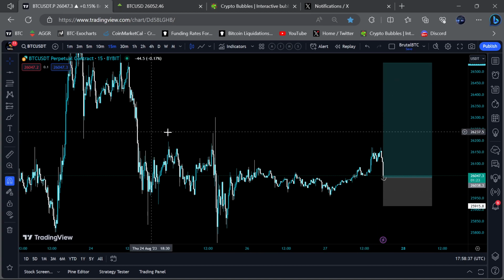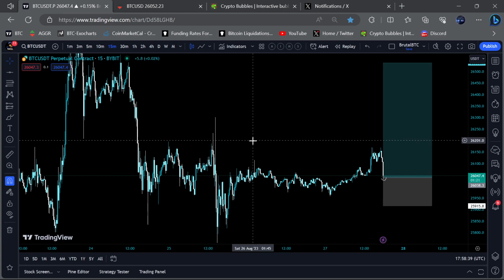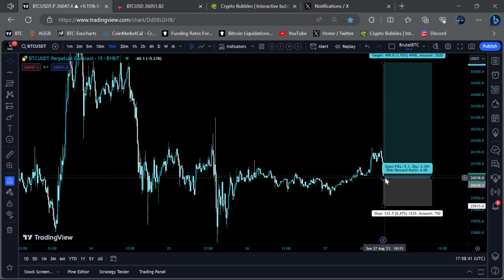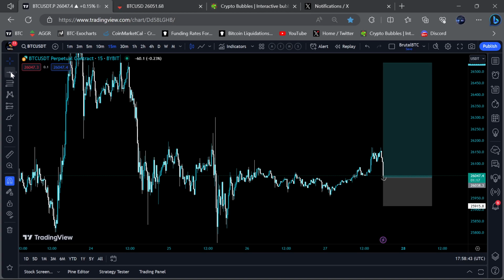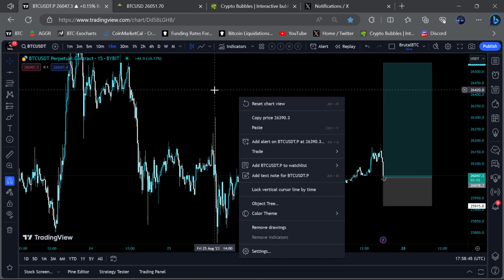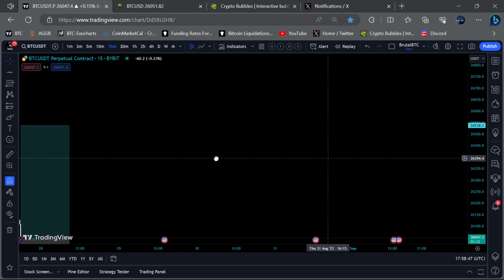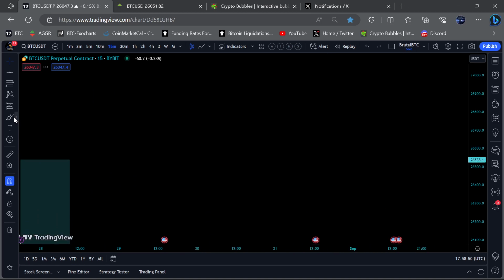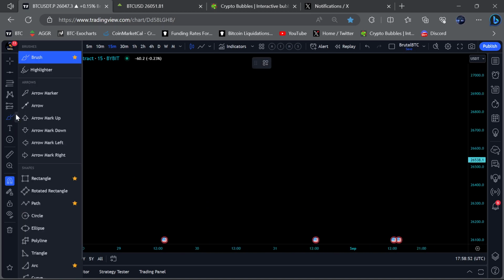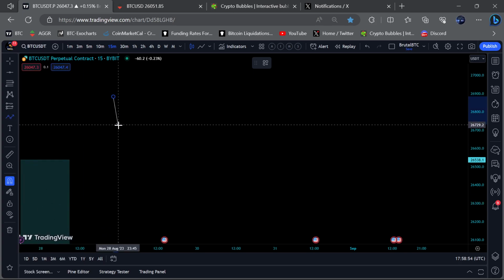So actually what's happening over here is pretty simple, that we are basically taking out the liquidity below the previous higher low. What is our way of scalping the Bitcoin? A scalping trick that I usually use. Just have a look over here. We just want to make a path.